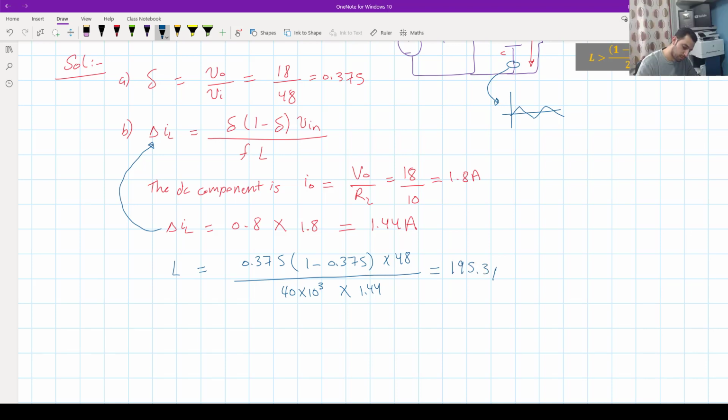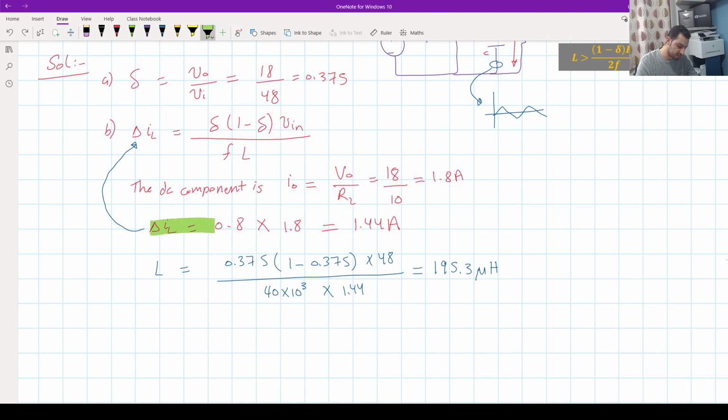195.3 microhenry. This is the inductance needed to make that ripple. But there is a question here. Is that inductance guaranteeing for me the continuous conduction mode, or will that result in discontinuous conduction mode?